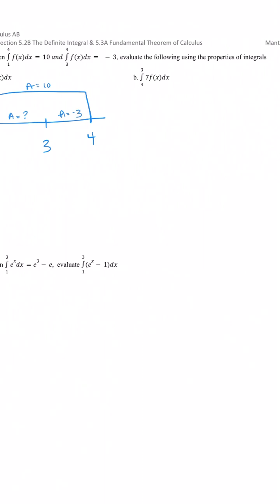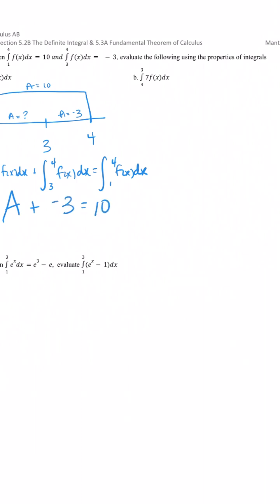And so this is like writing a little variable equation, but I'm using integrals instead. I could say that the integral from 1 to 3 of my function plus the integral from 3 to 4 of my function is equal to the integral from 1 to 4 of my function. Now, some of you probably don't need to do this. This is unknown. I don't know what this is. Maybe I'll call it A. And then from 3 to 4 is -3, and from 1 to 4 is 10. And so I'm just going to add the 3 to both sides and get 13. And so then this is equal to 13.